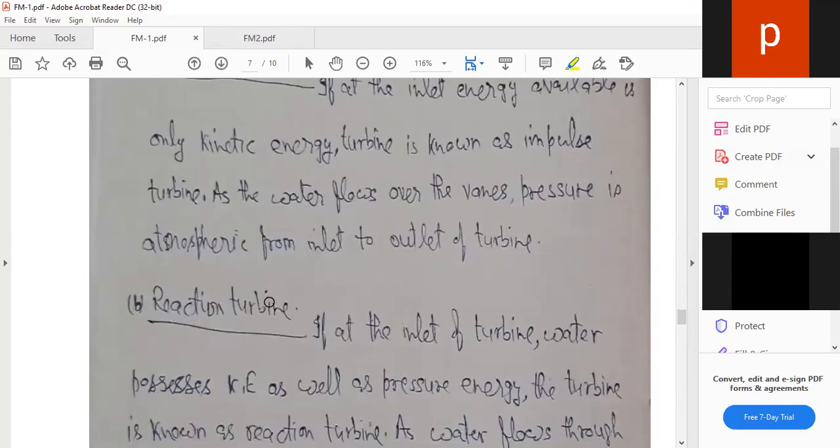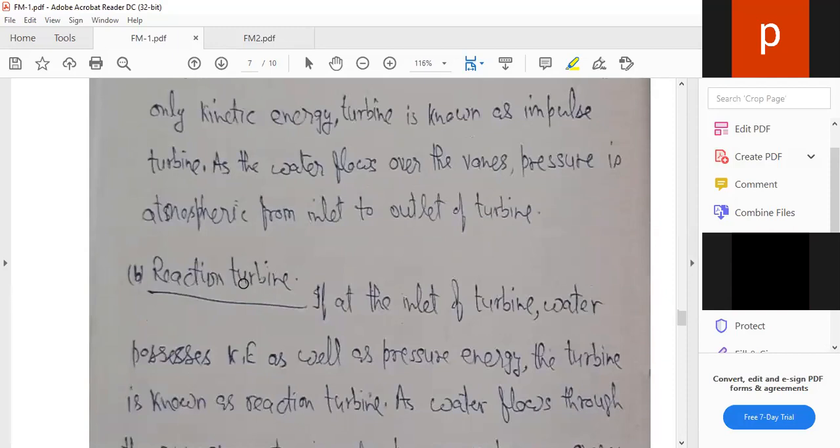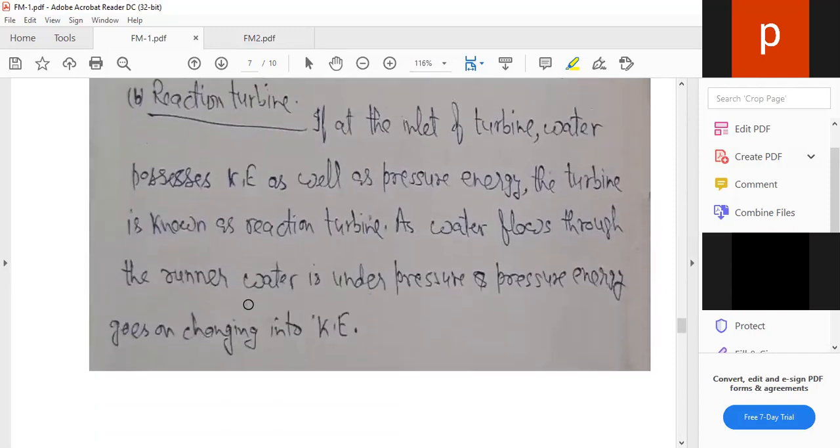Then reaction turbine. If energy available at the inlet is kinetic energy and pressure energy, then this type of turbine is known as reaction turbine. Its examples are Francis turbine and Kaplan turbine. So in impulse turbines, pressure remains constant, while in reaction turbines, pressure changes from inlet to outlet. Why does it change? Because the pressure energy goes on changing into kinetic energy, and at outlet we are having only kinetic energy. So that's why the pressure keeps changing in reaction turbines.